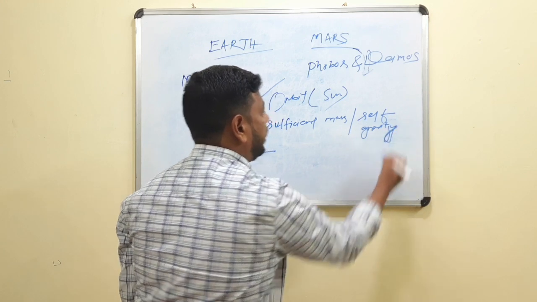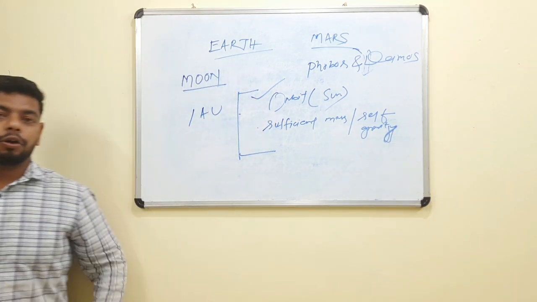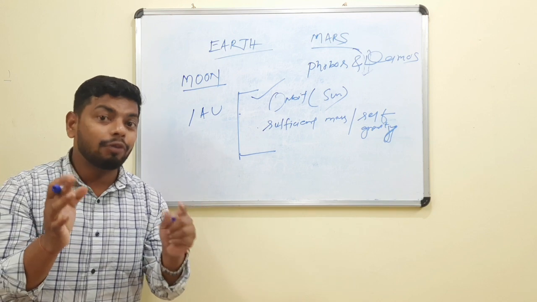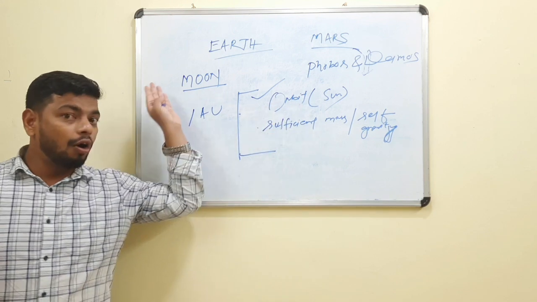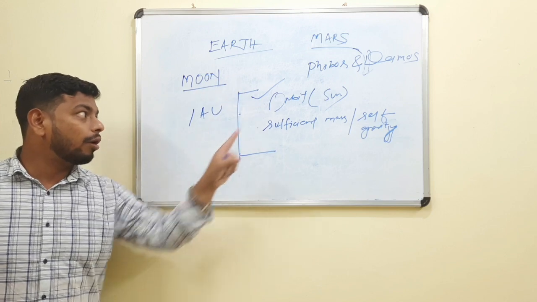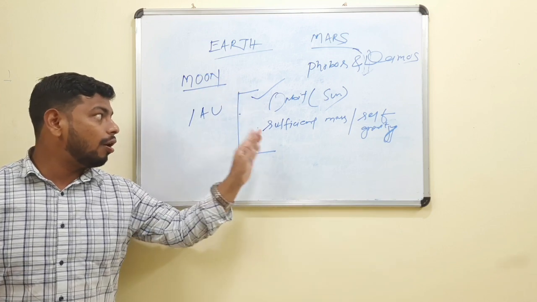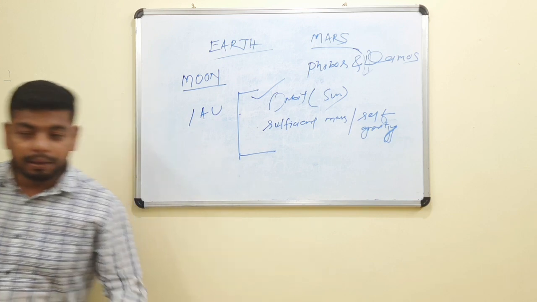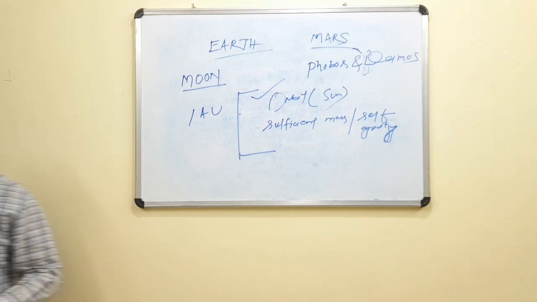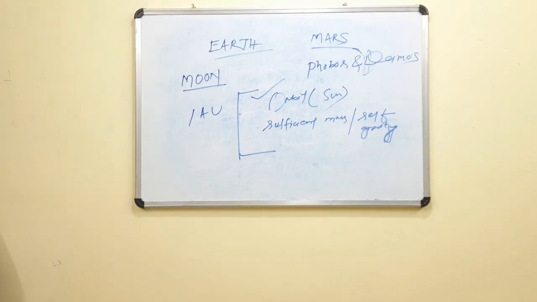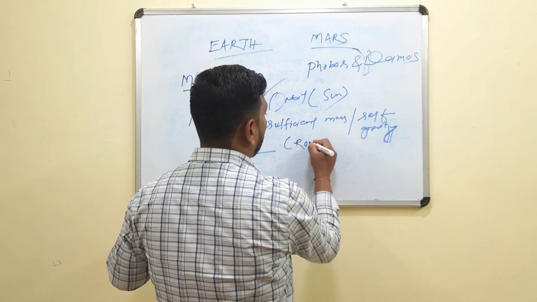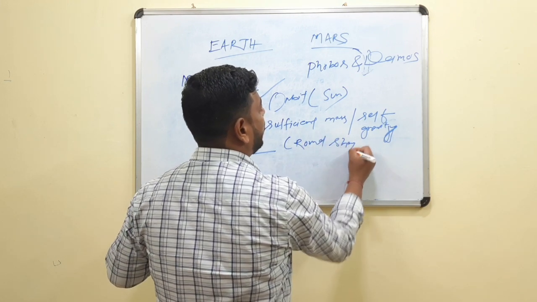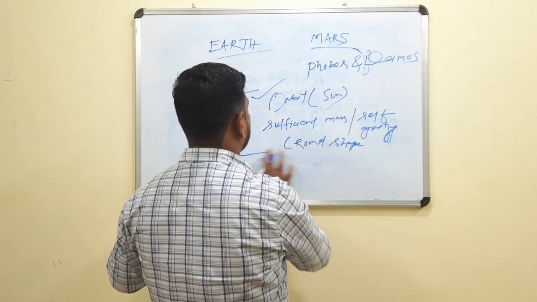Please note who are called planets and why. A planet must have an orbit around the sun, so all the 8 planets have an orbit around the sun. Next, all the 8 planets have sufficient mass and gravity in order to form a hydrostatic equilibrium, a round shape. As a result they can form a round shape.